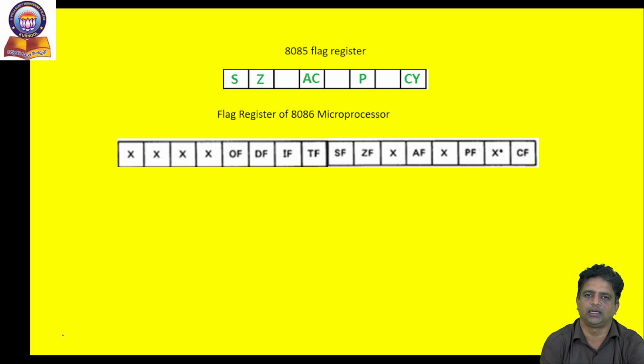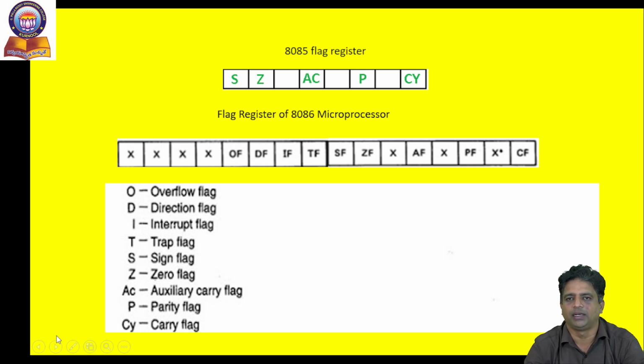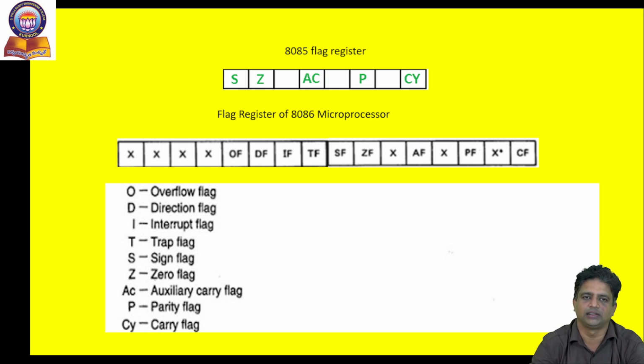Carry, parity, auxiliary carry, zero, sign, trap flag, interrupt flag, direction flag, and overflow flag. This will be the representation of these values here. Carry is generated at the endpoint of any higher bit value. The parity flag is used to show the number of ones generated in the result. Auxiliary carry is generated halfway through the operation. The zero flag indicates all zeros in the result. The sign flag indicates whether the numerical value is negative or positive.